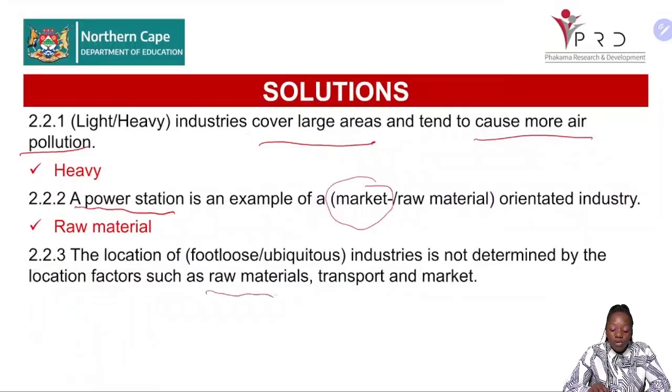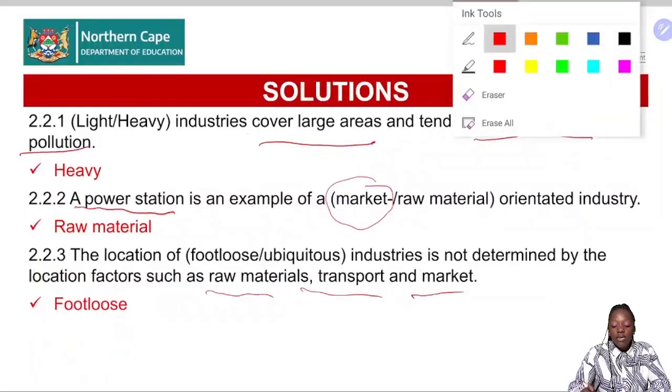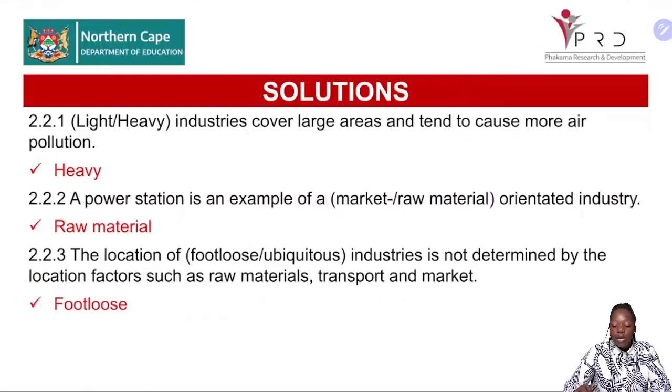Then 2.2.3, the location of footloose or ubiquitous industries is not determined by the location factors such as your raw material, your transport, and your market. We are looking at your footloose. Remember the footloose, we are saying these are types of industries that have products that do not expire and they do not need any specific conditions or handling because their goods do not expire. We're talking about goods that are electronics and computers.